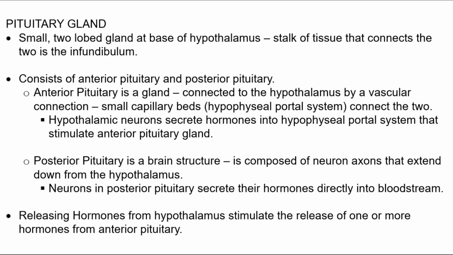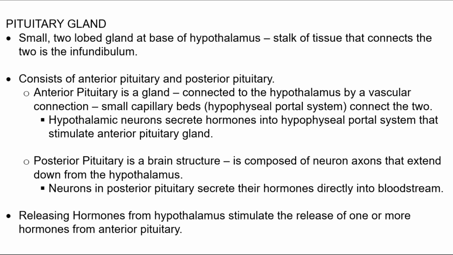The pituitary gland is a small 2-lobed gland located at the base of the hypothalamus, with a thin stalk of tissue called the infundibulum that connects it to the hypothalamus. The gland consists of 2 parts, the anterior pituitary and the posterior pituitary. The anterior pituitary is composed of gland tissue and is connected to the hypothalamus by a vascular connection. Small capillary beds, called the hypophyseal portal system, connect the 2.